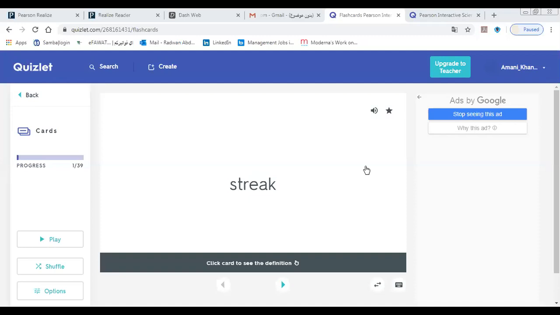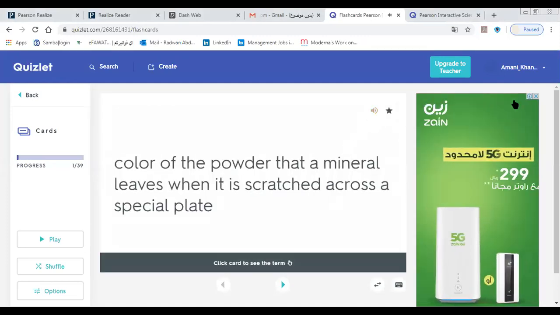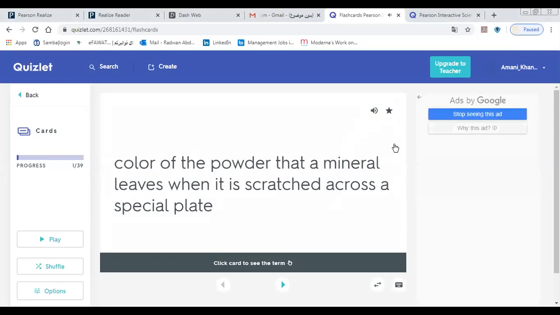Starting from lesson 1. Let's start to review the definitions. Streak: the color of the powder that a mineral leaves when it is scratched across a special plate.